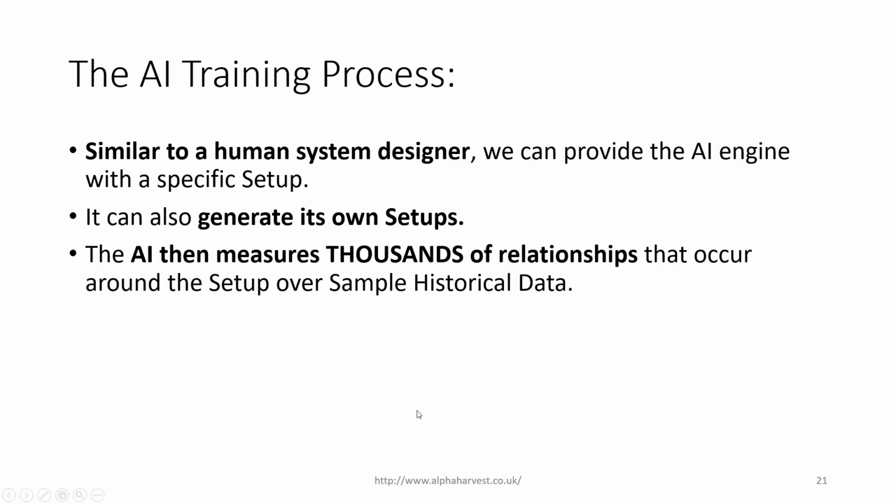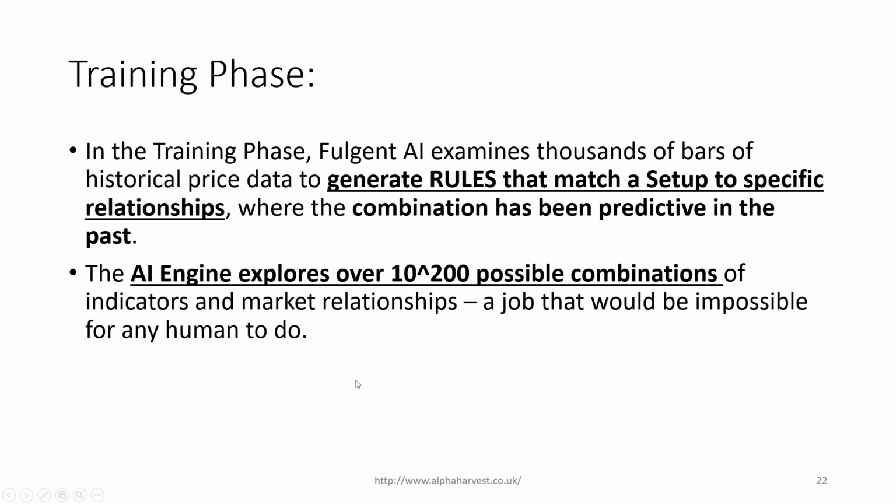So the AI training process is similar to a human system designer, where you can provide the AI engine with a specific setup, and it also generates its own setup. So it is possible to train the AI as well using your own traditional trading strategy, and then develop your own artificial intelligence trading strategy on top of that. But in the training phase, the Fulgent AI examines thousands of bars of historical price data to generate rules that match a setup to specific relationships where the combination has been predictive in the past.